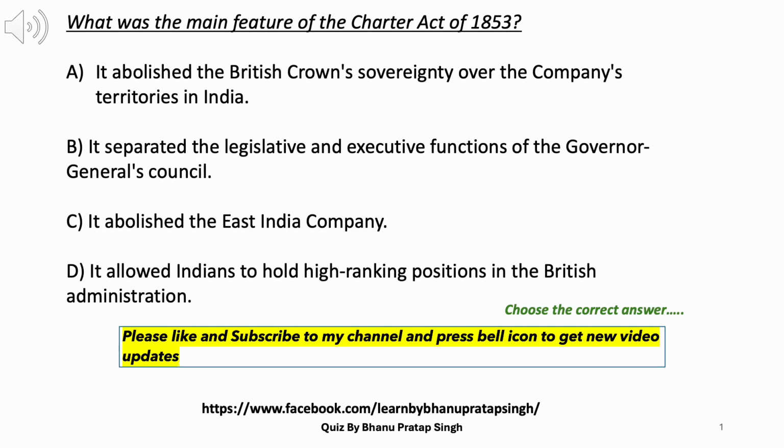1. What was the main feature of the Charter Act of 1853? A. It abolished the British Crown's sovereignty over the company's territories in India. B. It separated the legislative and executive functions of the Governor-General's Council. C. It abolished the East India Company. D. It allowed Indians to hold high-ranking positions in the British administration.